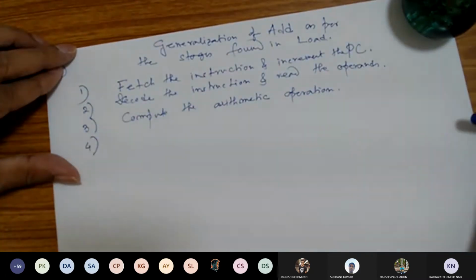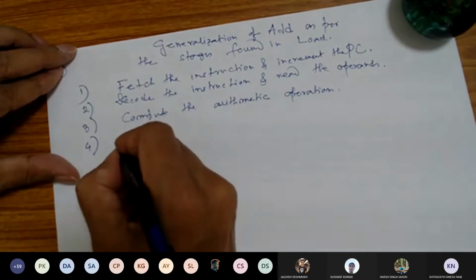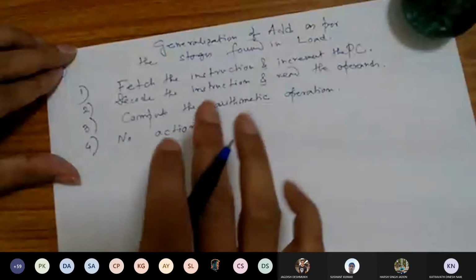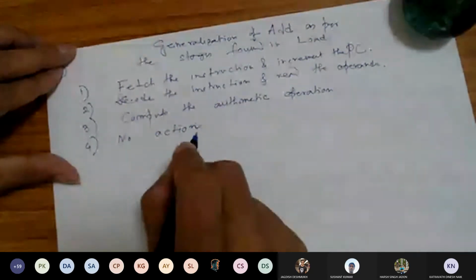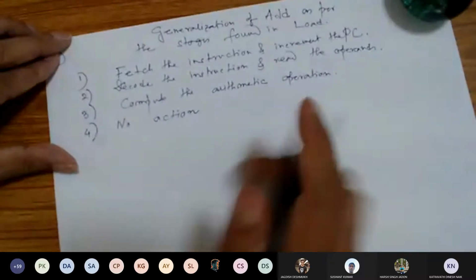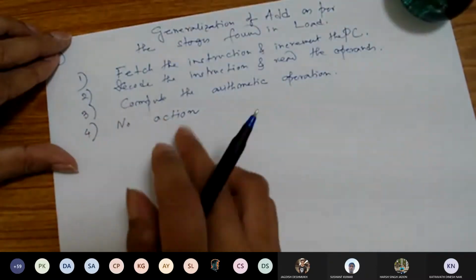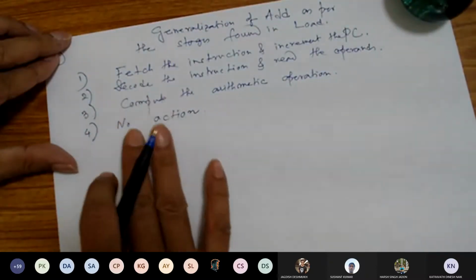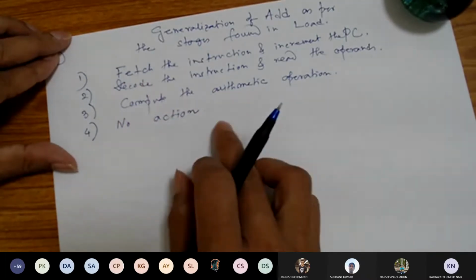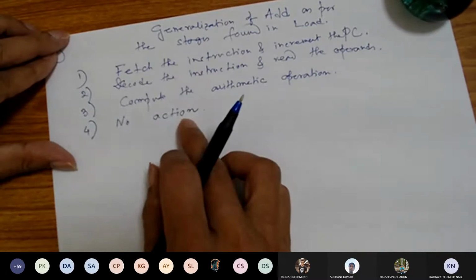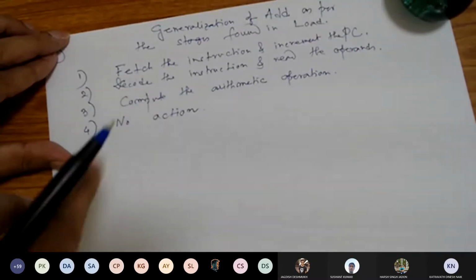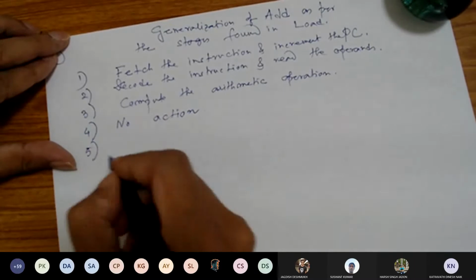Fourth stage is no action. That means we need to bypass the circuit here. That's why I need to write it no action, because in my generic circuit, there will be something for memory reading. So I need to bypass it. That's why I need to mention it clearly that no action, because while I design the circuit, I shall bypass this. There will be now multiplexers coming here because I need to bypass it. We'll see how it can be done.